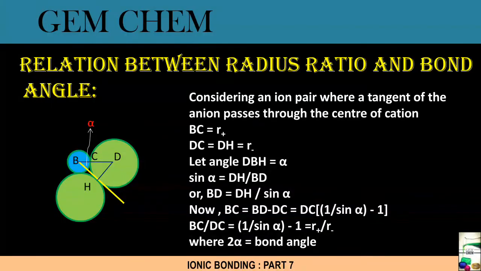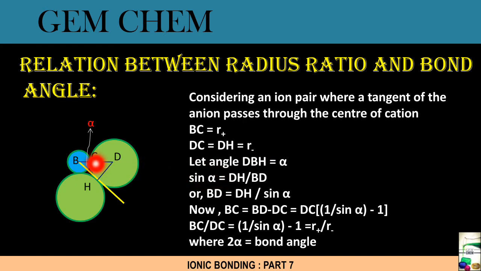Now let us start. First, we are going to derive the relationship between radius ratio and bond angle. Considering an ion pair where a tangent of the anion is present here, we are taking the green ones as the anions and the blue ones as the cations. So anions pass through the center of the cation. That is, this is our tangent which is passing through the center of the cation. Now BC is taken to be R plus, that is the radius of the cation, whereas DC and DH, which is these two, is R minus.